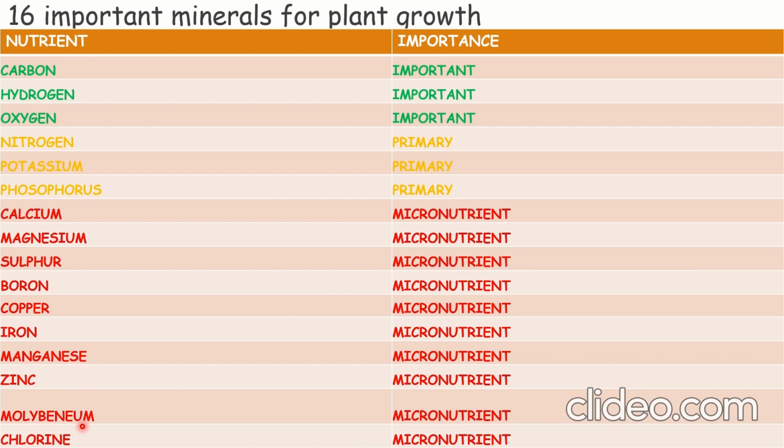To summarize, carbon, hydrogen and oxygen are really important and come at the top. Next come the primary minerals, in second place: nitrogen, potassium and phosphorus. And next the micronutrients, which are required in a really small amount: calcium, magnesium, sulfur, boron, copper, iron, manganese, zinc, molybdenum and chlorine.